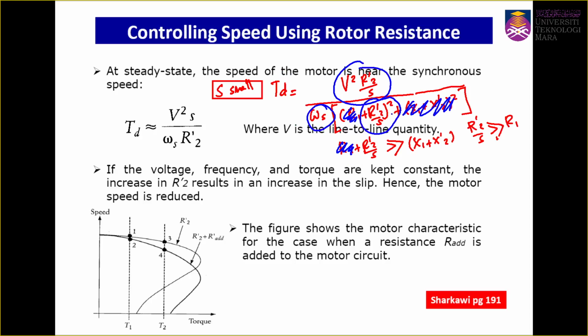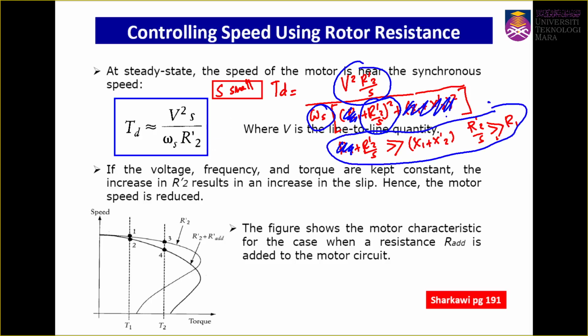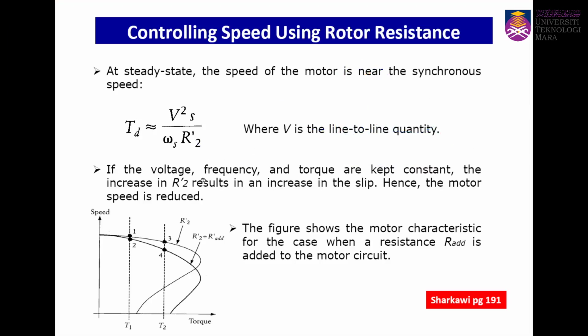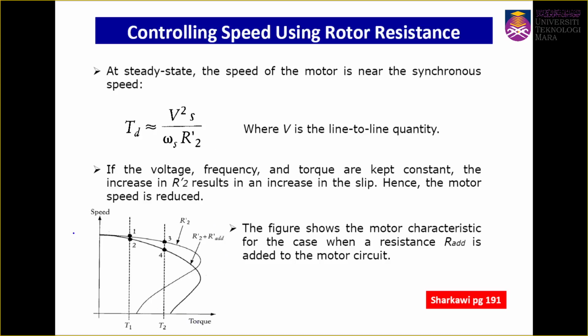S squared. So therefore, the final equation becomes TD equals V squared multiplied by S divided by omega S R prime 2. Okay, because of this approximation, you have this simple equation here. And by looking at that equation, you found out that if the voltage and torque are kept constant, the increase in R prime 2 results in an increase in the slip. So here, as I mentioned earlier, this is from Sharkawi's book, page 191.